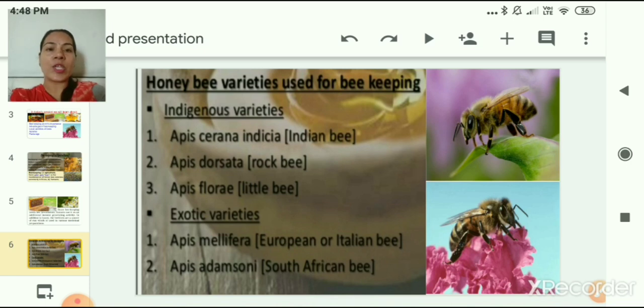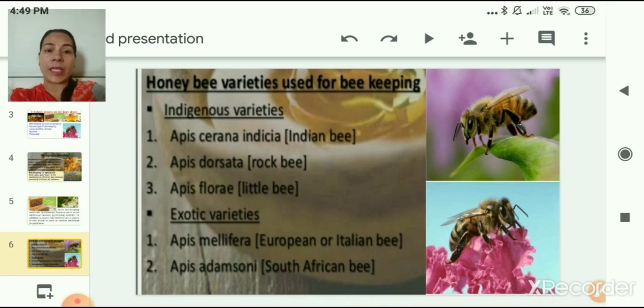The other variety of honeybee which is very commonly seen in our country is Apis dorsata, and it looks like a rock, so it is also known as rock bee. And the third most common variety of honeybee is Apis florea. It is also known as little bee because its size is very small as compared to other types of bees.